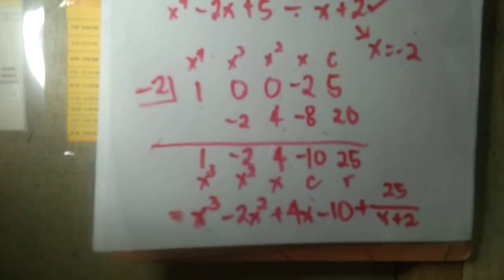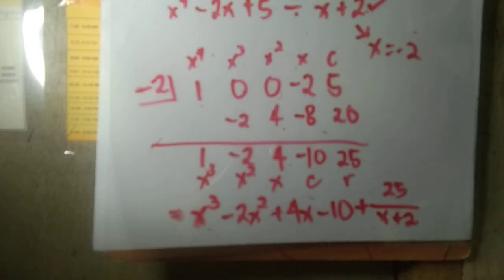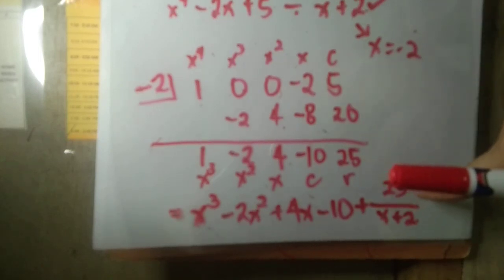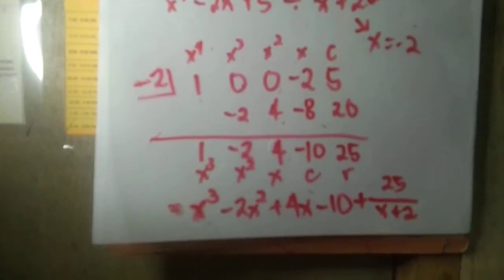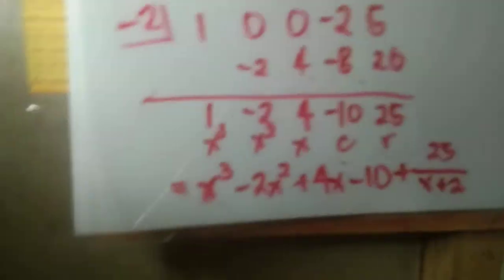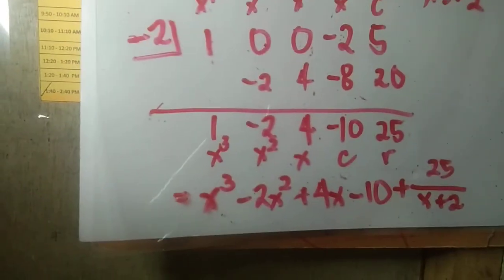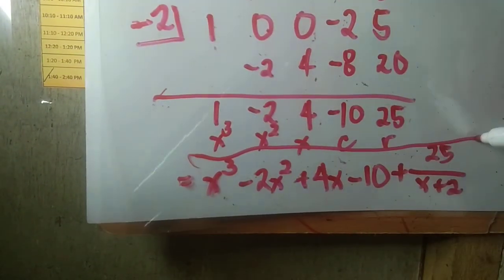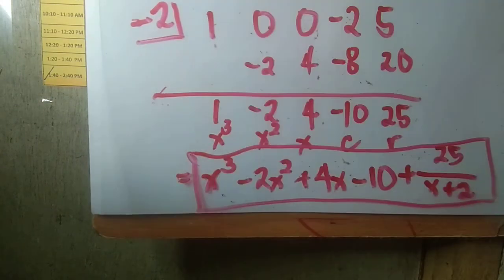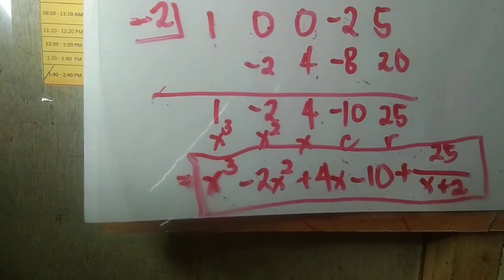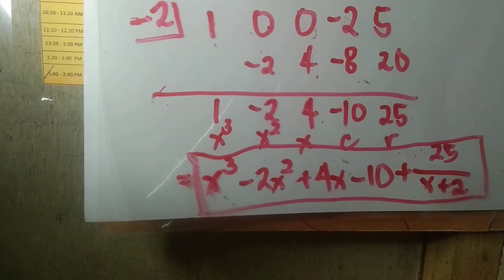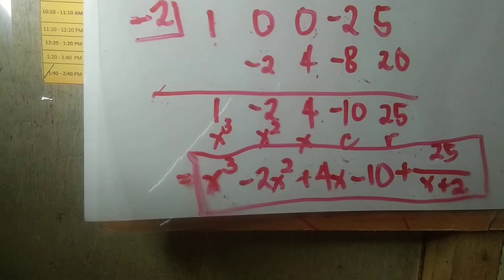Yan, yung dulo. Kasi ang indication ngayon ng dulo na to, hindi mo nakuha yung exact answer pag dinivide mo si 25 by x plus 2. So, isusulat nyo lang siya. So, that would be now, I'm very sorry. Yan. So, this would be now your final answer. So, x cubed. If you will notice, there is a remainder which is 25. Okay. Yan. So, this is synthetic division.